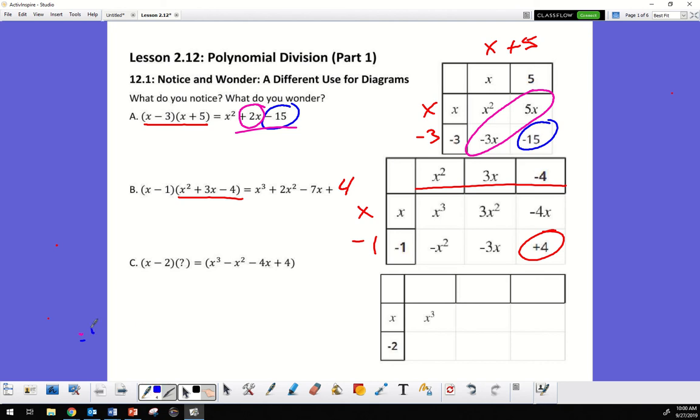Okay, so what else do I know? Can someone identify something else I have? There we go. So negative 3x and negative 4x is negative 7x. That's where I got that right there, right? Okay, anything else? Yeah, the 2x squared. So what is the 2x squared? Yeah, 3x squared minus x squared, right? There we go.